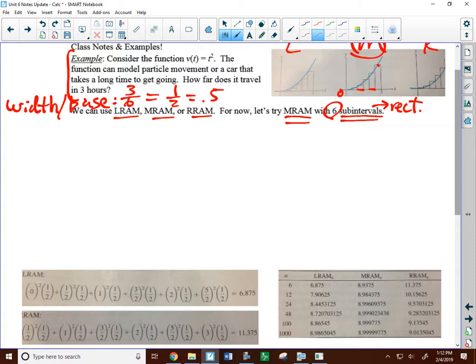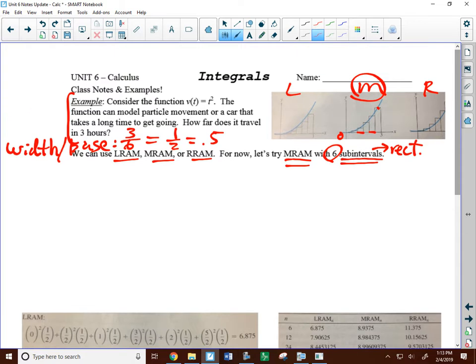Now, if you're looking for a formula, write this down: B minus A over N, where A and B are the interval. Like we've done before with average rate of change. So on the interval between A and B, in the interval 0 to 3, B would be 3 and A would be 0, so it would be 3 minus 0. And N is the number of rectangles, which would be 6.